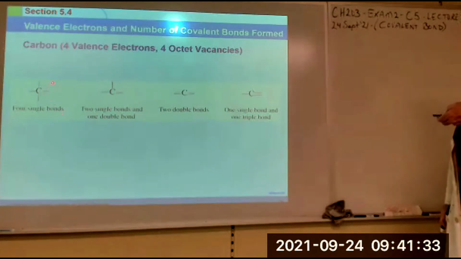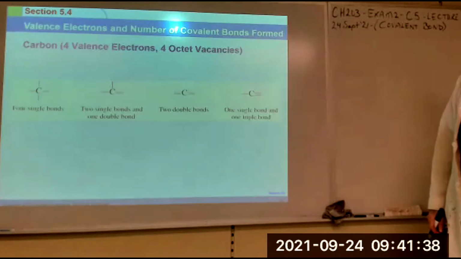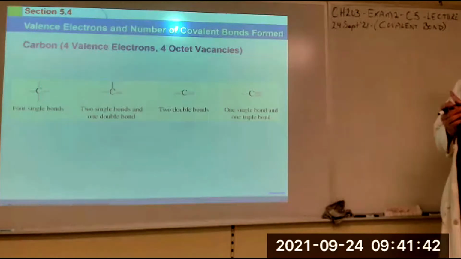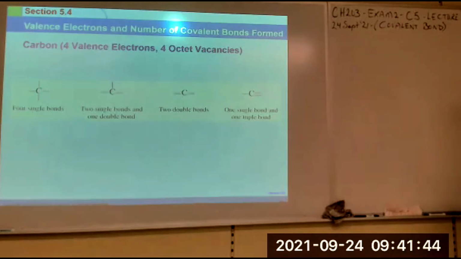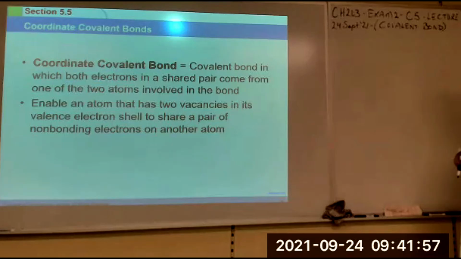Now this one, 4 single bonds, right? That's the one that holds the girl's best friend together, the diamond. And it forms a tetrahedron. We'll talk about that later also. Okay, how many covalent bonds can oxygen form? 2, it only needs 2 electrons. So it can form 2 bonds.